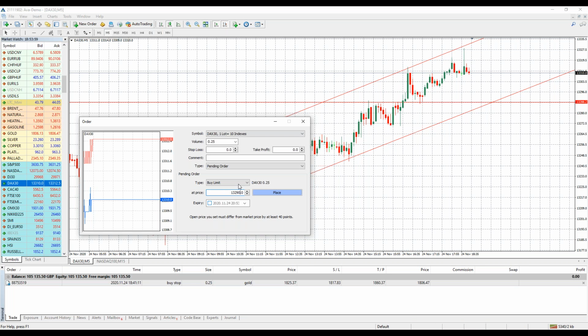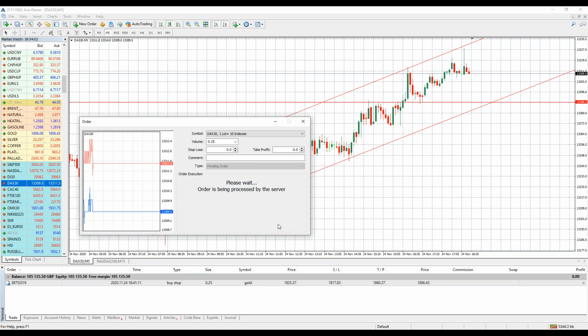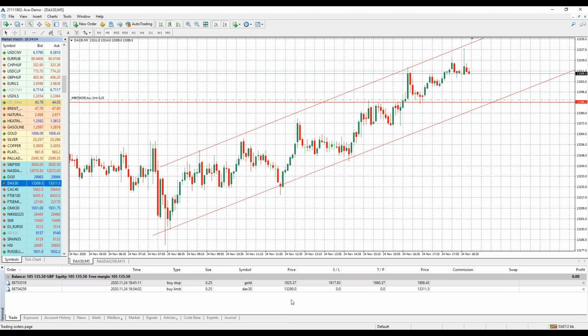13,290. I can put my stop loss, take profit also. There's my pending order. If it hits 13,290, it buys. That's a buy limit.